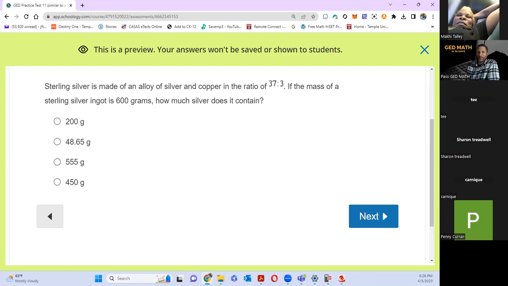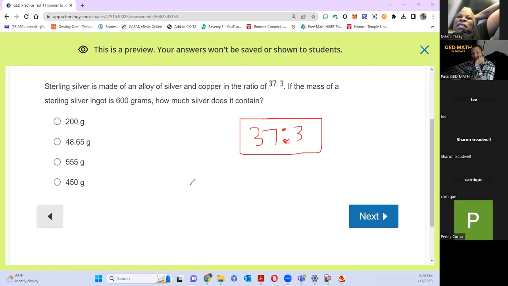So the ratio is 37.3 over 600? No, that's not a 0.3. That's 37:3. That's a colon. Oh, okay. So they're giving you the ratio. Oh, that's the ratio. Okay. So would you do this like a proportion? I don't know. Okay, 37 over 3. That's the ratio. If the mass of a certain silver ingot is 600 grams, how much silver does it contain? Over 600.